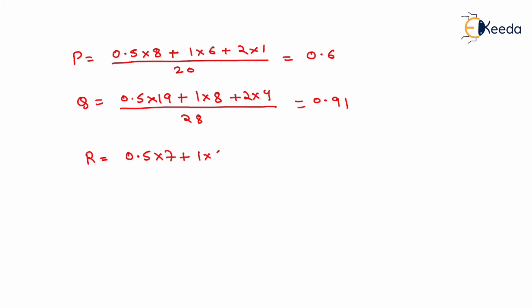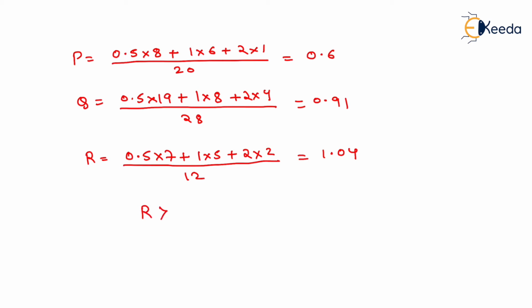Similarly, we can determine the utility value of road R, which will be equal to 0.5 into 7 plus 1 into 5 plus 2 into 2, and by dividing this value by the length of road R, which is 12 km. After solving this, we will get the utility value as 1.04.